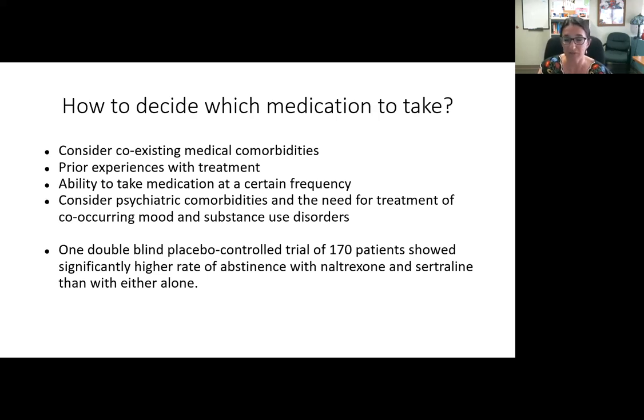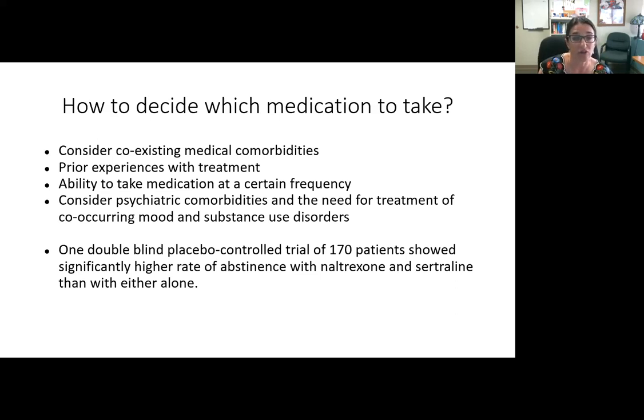So how do we decide which medication to prescribe? You certainly want to consider their coexisting medical comorbidities. We talked about the hepatic, liver, and kidney clearance. We want to ask about prior experiences with treatment. Something may have worked well in the past, so that would be good to try again. What about ability to take medication at a certain frequency? If that's really hard, acamprosate is less likely a good one. And certainly you may also look at the potential for the injectable naltrexone if they're not on an opioid agonist or partial agonist.